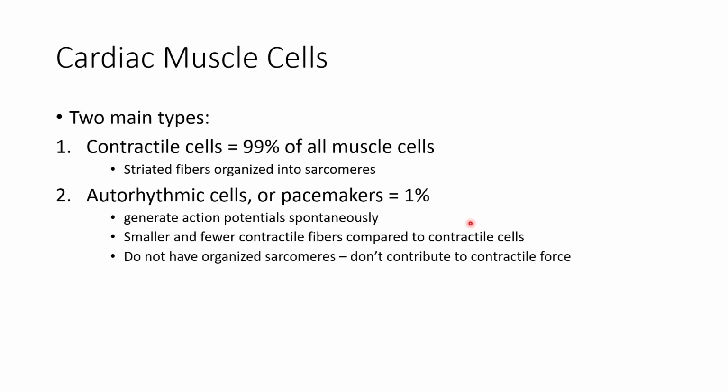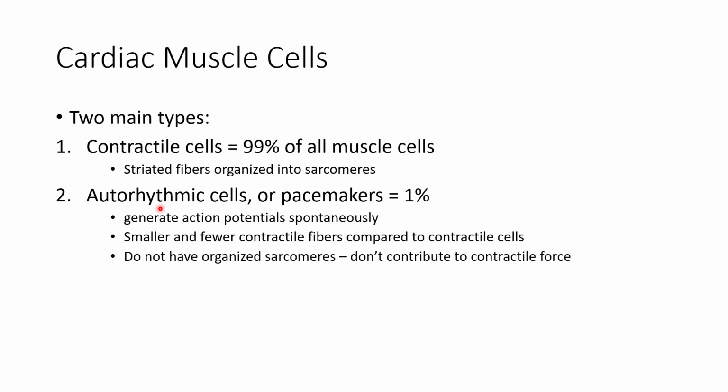Now, in our hearts, we have two types of muscle cells. So 99% of all the muscle cells function the way we just talked about because they are contractile cells. So myocardial contractile cells. They have their striated fibers, they have the sarcomere, actin, myosin, and they contract. But 1% of the total cells that make up our heart are called autorhythmic cells. Sometimes we refer to them as the pacemakers.